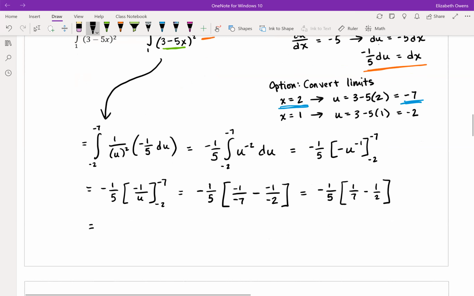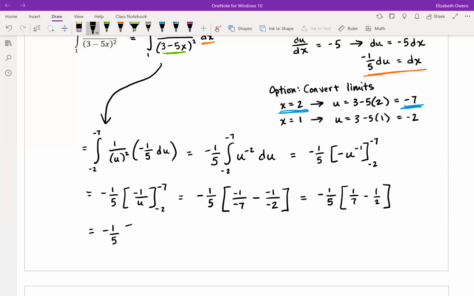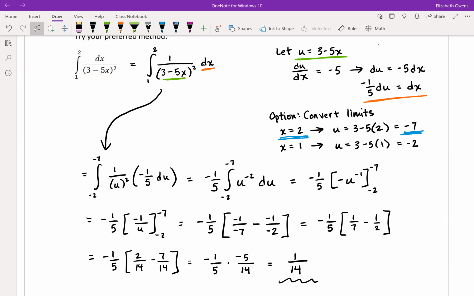Okay. Get yourself a common denominator for those terms inside. 2/14 minus 7/14. And we'll have negative, oops, got a little ahead of myself, -1/5 times -5/14. Okay, and then when we do that, we will have +1/14 for our answer. Okay, so that is the solution for this definite integral.